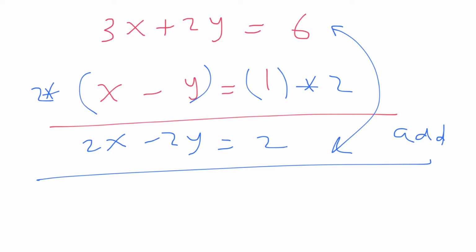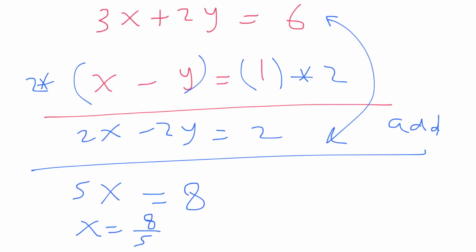Sometimes you multiply one equation, or even sometimes the two equations, by some number, so that you remove one variable. So when I add here, I'll get 5x, and of course 0y is 0, I don't have to write it. And then 6 plus 2 is 8. After that, it's easy to get the x. x is equal to 8 over 5.